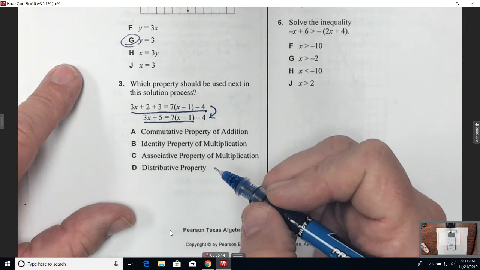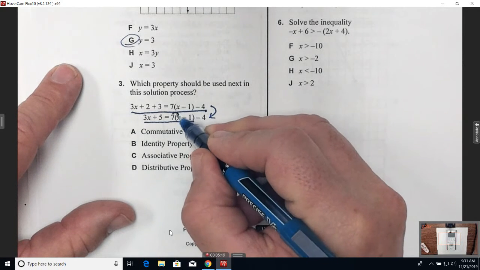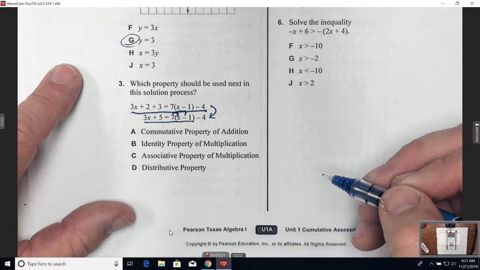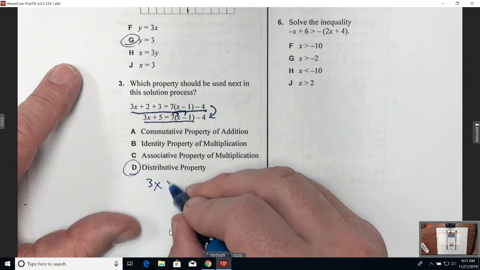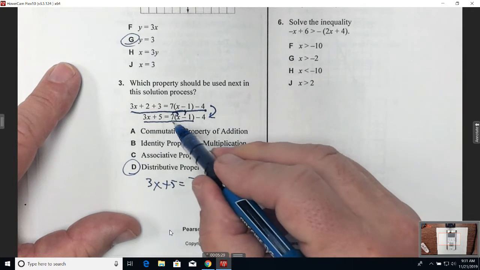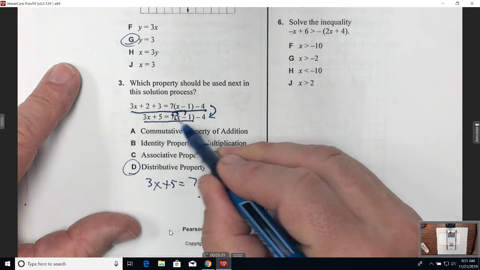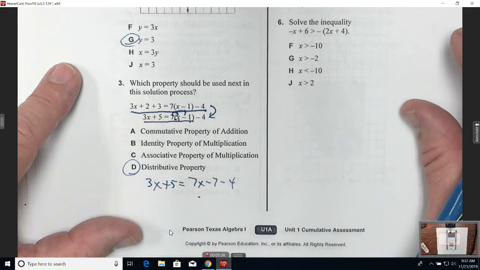What should be the next step in the problem? Distribute. So you should distribute the 7 to the x and the 7 to the 1. So the next step in this problem should be the distributive property, so it should end up being 3x plus 5 is equal to 7x minus 7 minus 4. Because you got to take the 7 times the x to get 7x and the 7 times the 1. So you need to know your steps of solving equations. Okay?